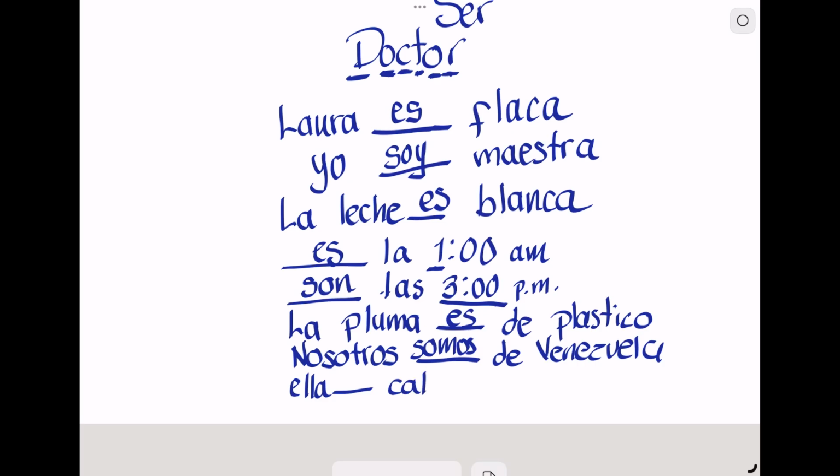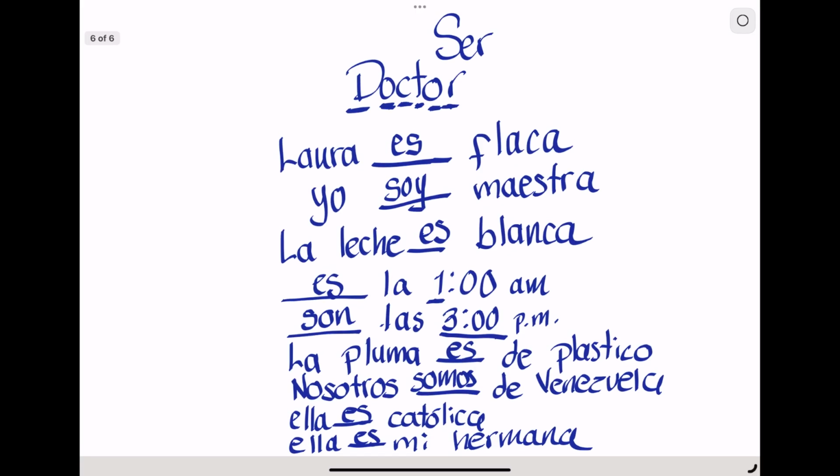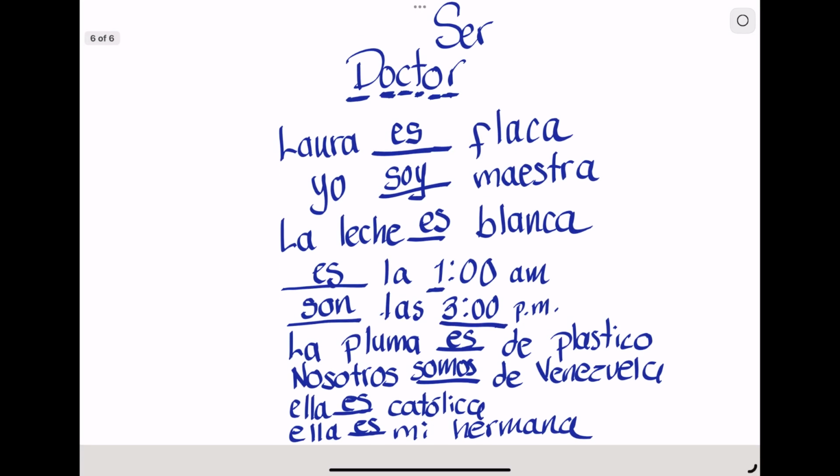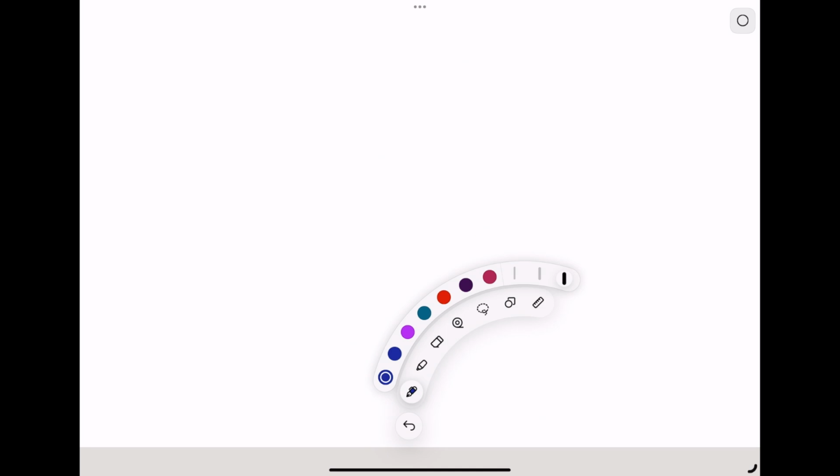Ella, what do you think? Católica. Es, because it's religion. But also the R can be relationship, like she's my friend. Ella, mi hermana. If you remember, hermana means sister, so it's relationship. She is my sister. So in all these examples, we cannot use the verb estar at all. All these examples use the verb ser.